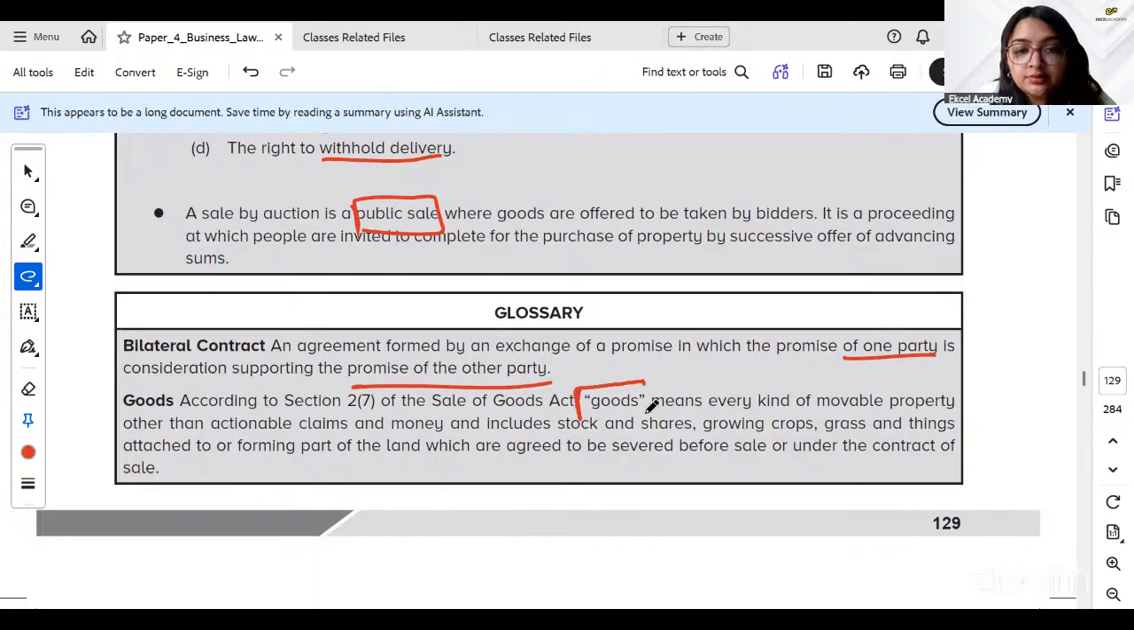Then goods, what is the meaning of goods? Every movable property other than actionable claims and money, and includes your stocks, shares, growing crops, grass, and other things attached to land which are agreed to be severed. Please make sure that not all things attached to land are your goods, but only those which are agreed to be severed before your sale.